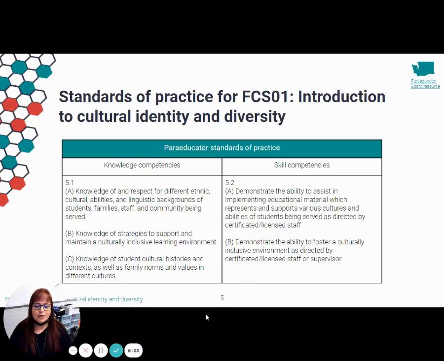as well as family norms and values in different cultures. And then some skill competencies that you will be able to demonstrate are: demonstrate the ability to assist in implementing educational material, which represents and supports various cultures and abilities of students being served as directed by certificated and licensed staff, and demonstrate the ability to foster a culturally inclusive environment as directed by certificated licensed staff or your supervisor.